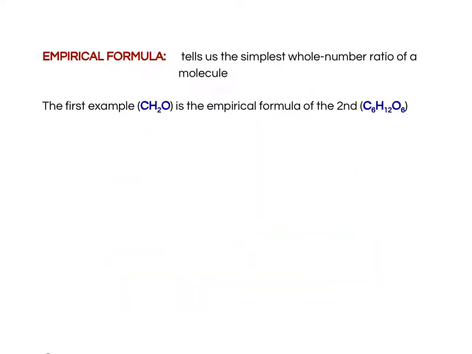An empirical formula is a formula that is in lowest terms. It gives us the simplest whole number ratio of a molecule. In other words, we're looking at the formula for a molecule in lowest terms. Which is why we can say that CH2O would be an empirical formula that could be representing our glucose molecule.